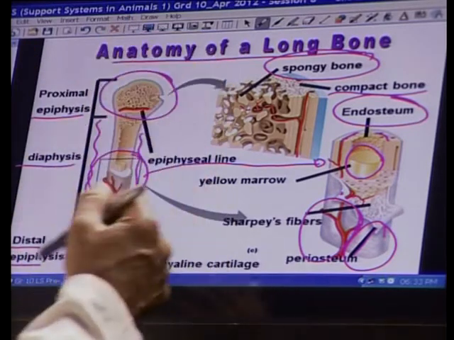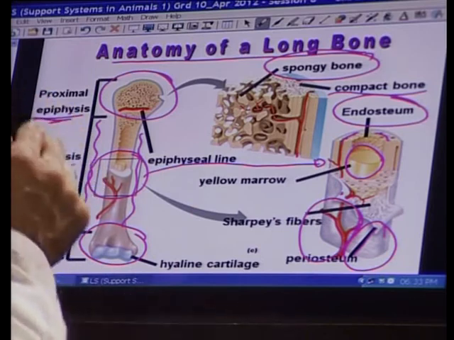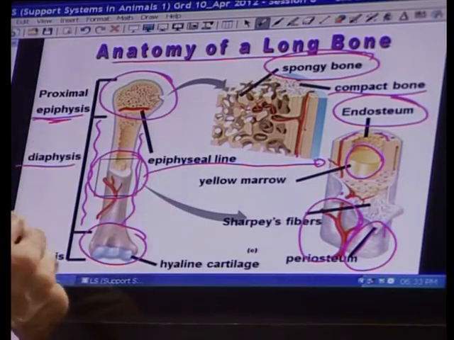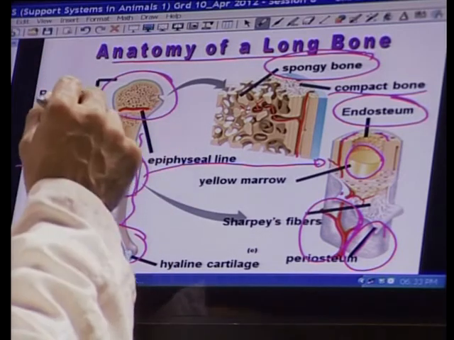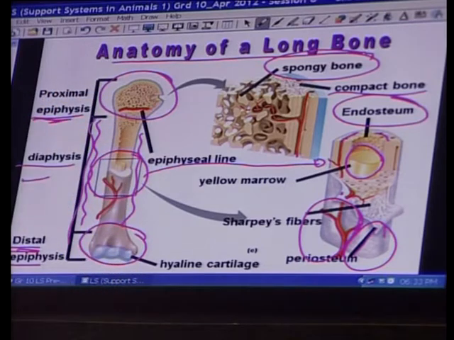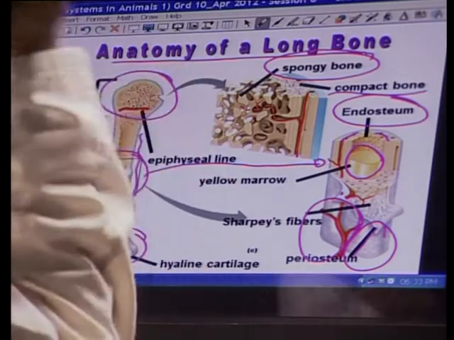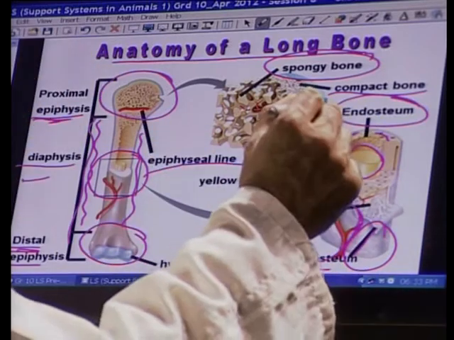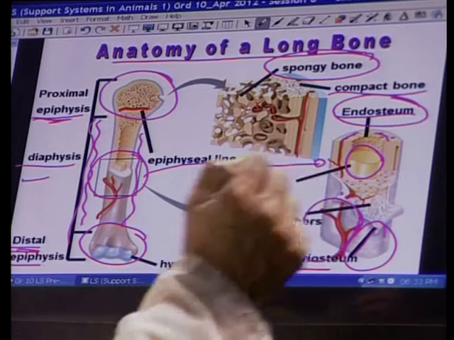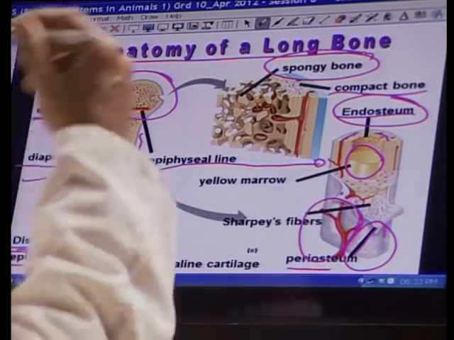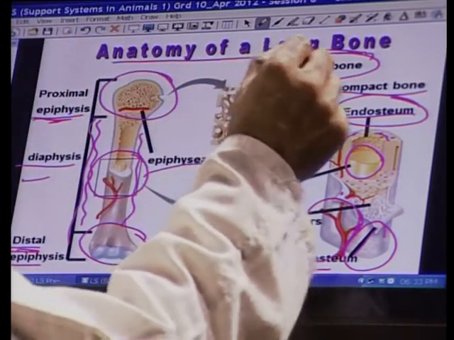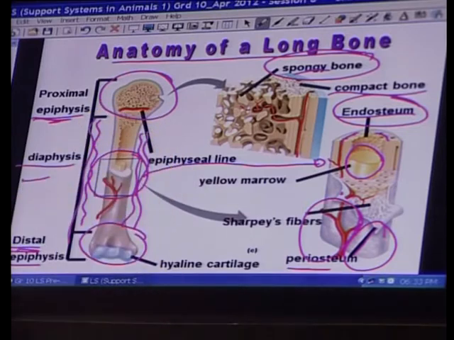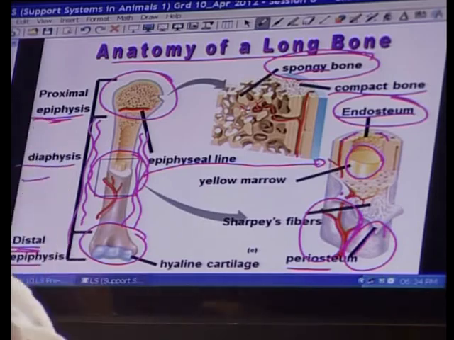Straightforward, the two heads are called epiphysis, proximal on the top, distal at the bottom, and the shaft is called the diaphysis. The bone itself is covered, the outer covering is called the periosteum. Just beneath that is the endosteum, and beneath that is the yellow marrow. We said the heads generally are made of spongy bone, and the shaft especially is made up of compact bone to give the bone strength so it doesn't break easily.